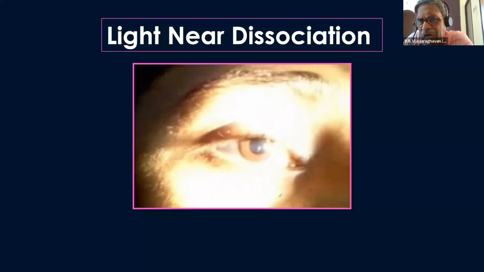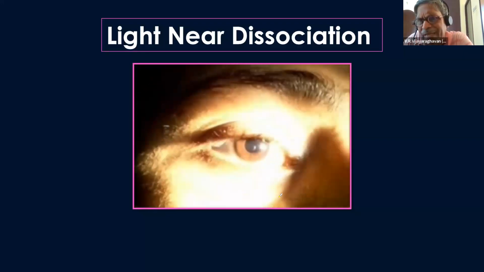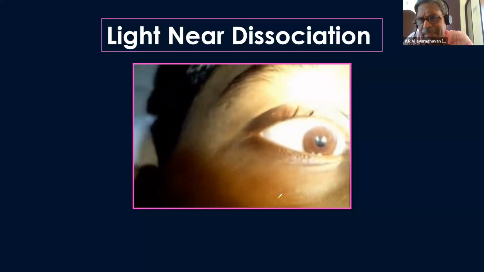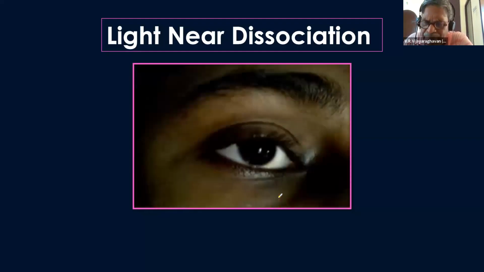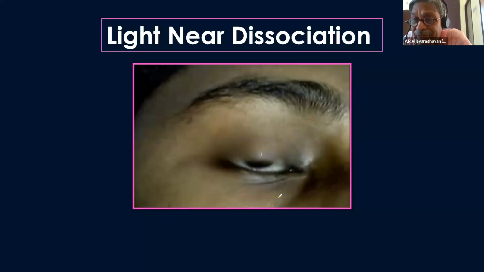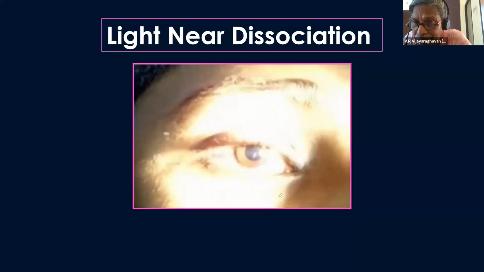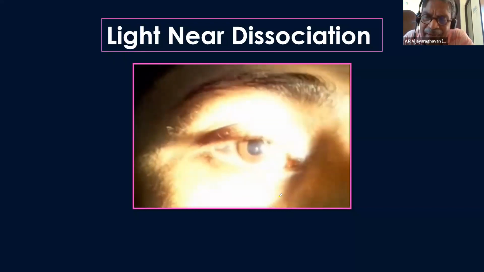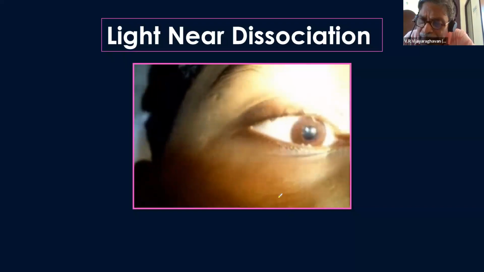But in Argyll-Robertson pupil, normally the pupil will appear small. Here the pupil appears larger, so it cannot be Argyll-Robertson pupil, because this patient cannot be a syphilis patient. But what's the problem you have to rule out? Never forget, your light reflex pathway for the pupil is in the dorsal portion of the midbrain, whereas the near reflex, the accommodation pathway, is in the ventral portion of the midbrain.